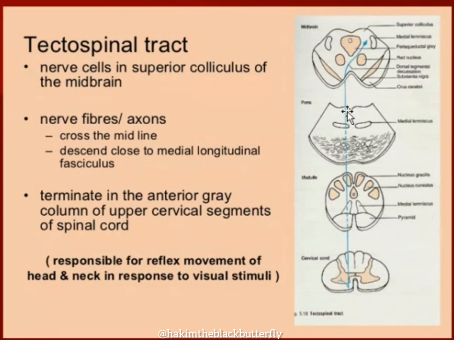Impulses transmitted through the tectospinal tract are very important, and they are responsible for reflex movement of the head and the neck towards the source of visual stimuli. When a light is shown on your left, you turn your head and the neck to look at the light, reflexly. Reflex movement of the head and the neck towards the source of visual stimuli is coordinated by the tectospinal tract, which is part of the extrapyramidal tracts.